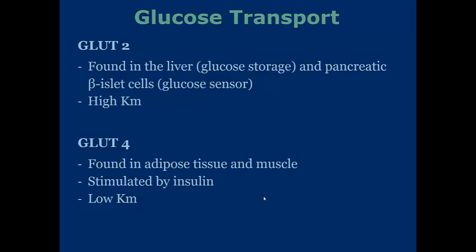GLUT4 is in adipose tissue and muscle and responds to the glucose concentration in peripheral blood. The rate of glucose transport in these two tissues is increased by insulin, which stimulates the movement of additional GLUT4 transporters to the membrane by a mechanism involving exocytosis. The Km of GLUT4 is close to the normal glucose levels in blood. This means that the transporter is saturated when blood glucose levels are just a bit higher than normal. Because of this, it's noted as having a low Km.